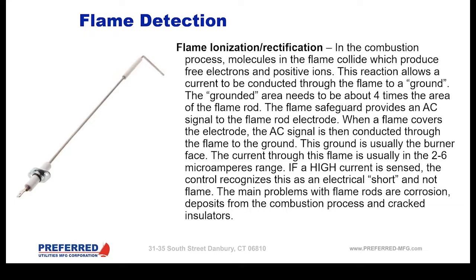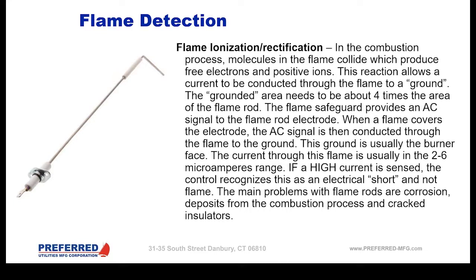When a flame covers the electrode, the AC signal is then conducted through the flame to ground. This ground is usually the burner face. The current through this flame is usually in that 2 to 6 microamp range. So it's a low current, but it is very reliable for the most part. If a high current is sensed, then the control recognizes it as an electrical short and not a flame.